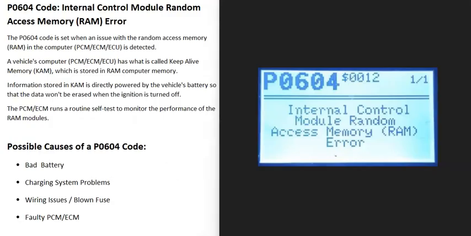So today I'm talking about a P0604 code, what it is and how you can go about fixing it. And so what is a P0604 code? Well, it's an internal control module random access memory, RAM, error. And so what does this mean?